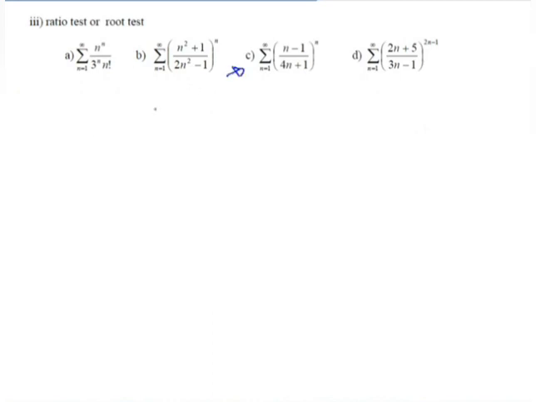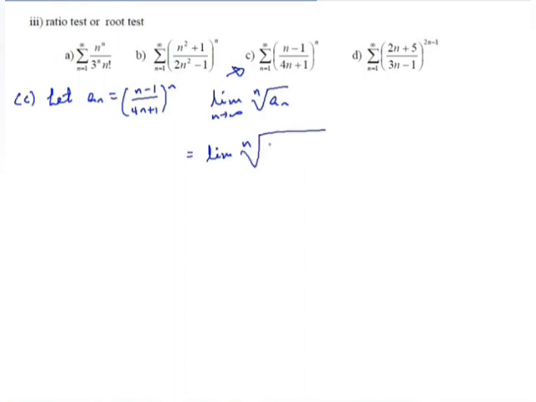For part C, again we use the root test, as in B; that is the option we have. So let a_n, the n-th term, be (n minus 1 by 4n plus 1) the whole to the n. So let's calculate the limit of the n-th root of the terms. This is the same as the limit of the n-th root of (n minus 1 by 4n plus 1) the whole to the n, as n approaches infinity. So this is equivalent to the limit of (n minus 1) by (4n plus 1) as n approaches infinity. So this limit is 1 over 4, which is a number less than 1.